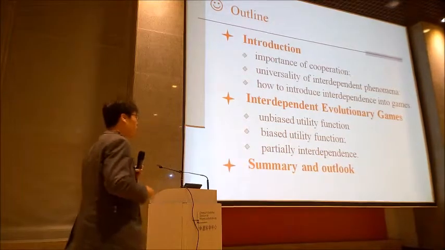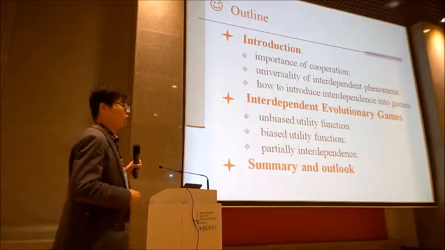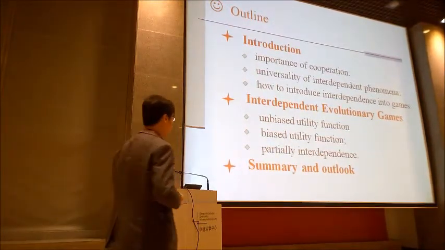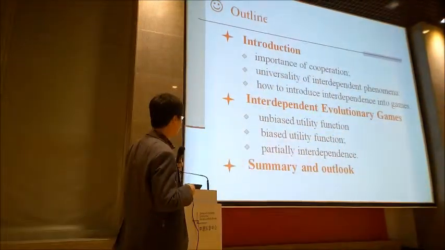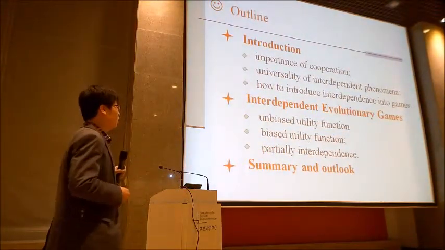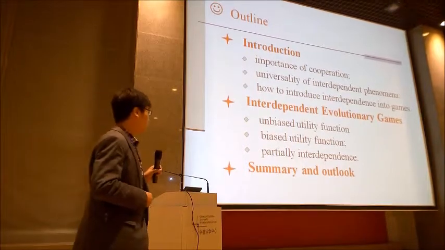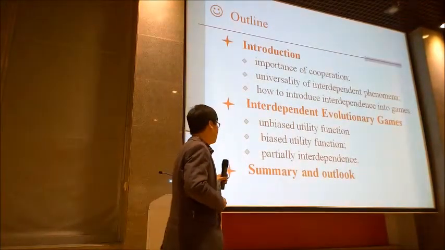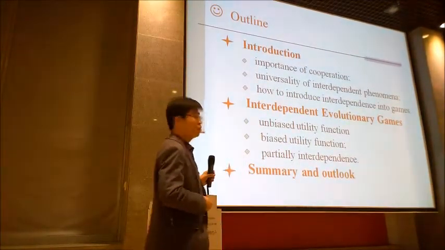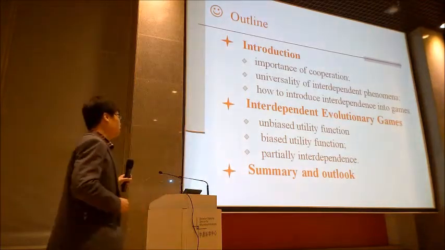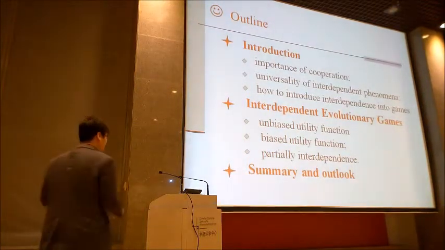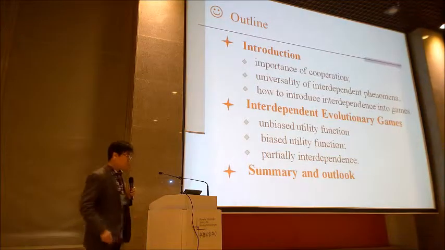For the second part, I will show the details for the interdependent games. I will try to show the impact of two types of unbiased utility function and the biased utility function. Finally, I'll briefly show the impact of partial interdependency. And the third part is summary and the outlook. Now we can look at the first part, this introduction.